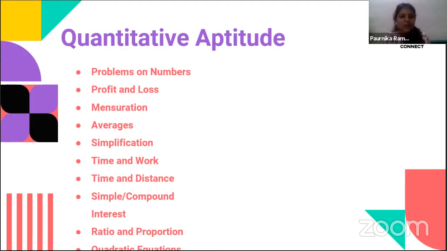All right, so next, profit and loss, of course a very important topic where you'll have discounts, marked price. Some sites would have given those topics as a separate topic.